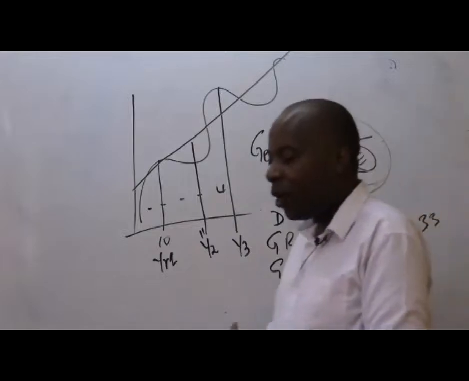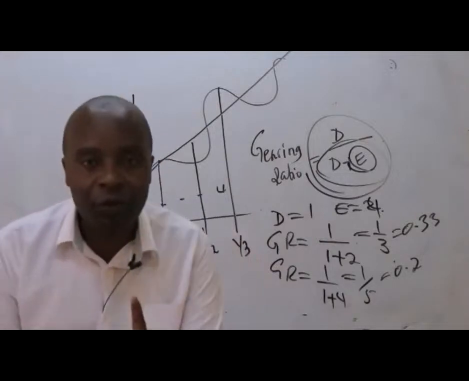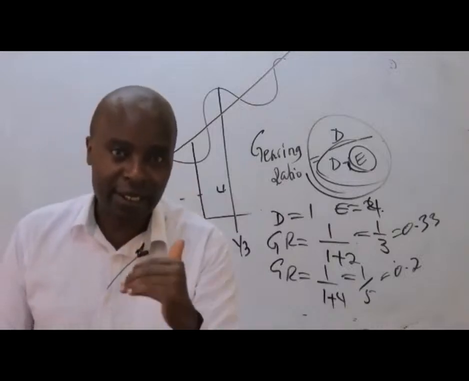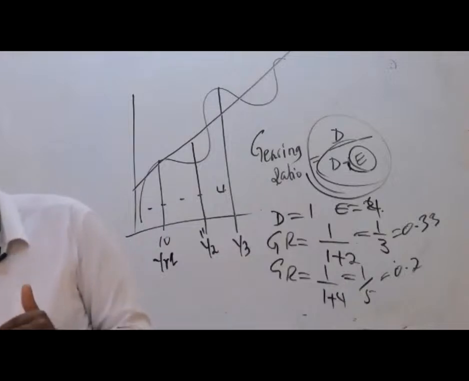So when you give out shares instead of dividends, you are also lowering your gearing. You are lowering your gearing. These are things we are supposed to know.